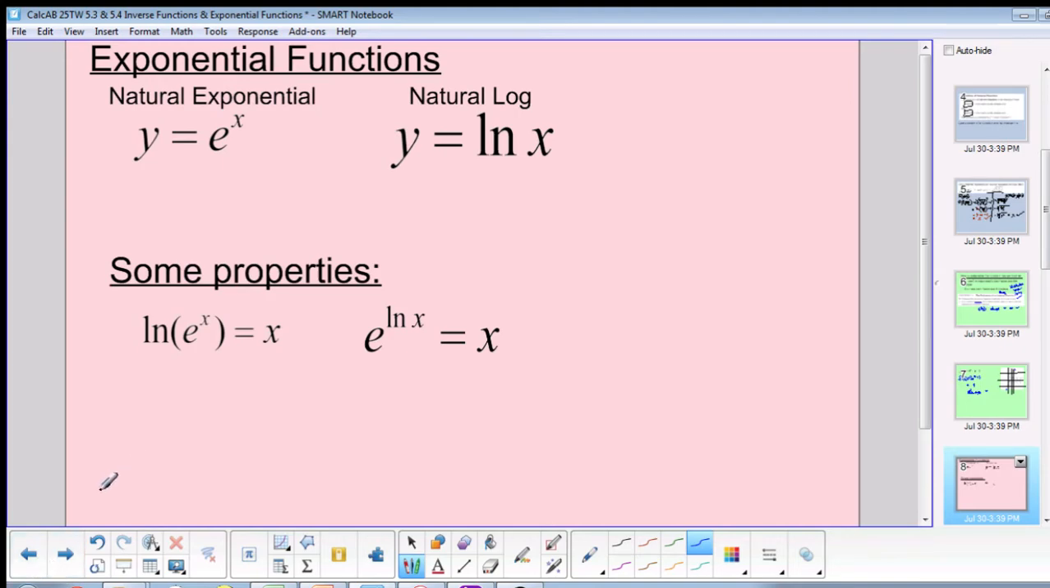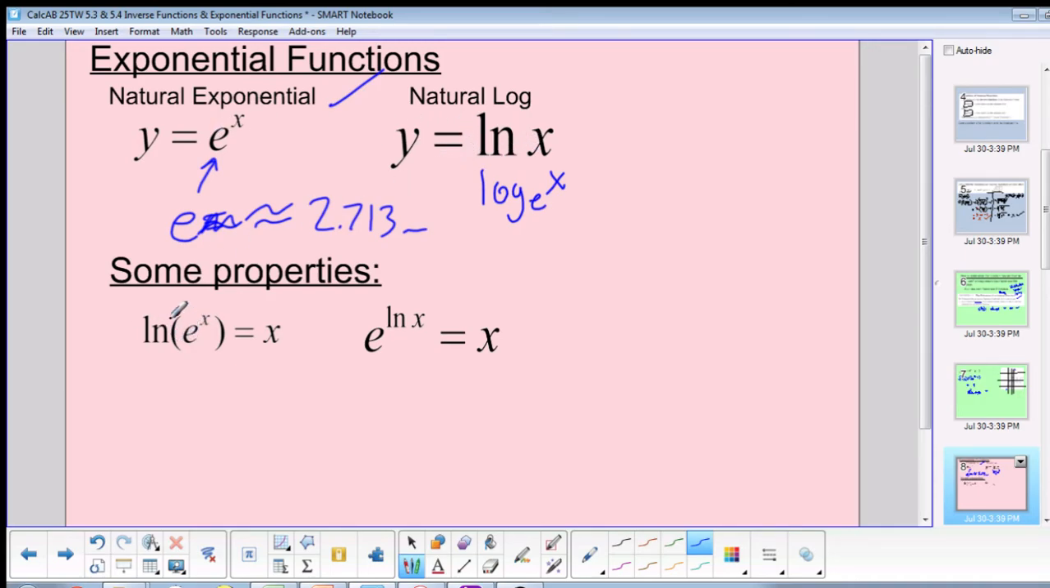All right. Other thing. This is in section 5.4, exponential functions. Just want to do this quick, just review. This is the natural exponential function. It means that we have this little e here, and e is approximately equal to 2.718-ish. And so this is the natural exponential function, y equals e to the x. And we also have the natural log, ln of x, which is the same thing as log base e of x. So those are the functions we're going to use here.